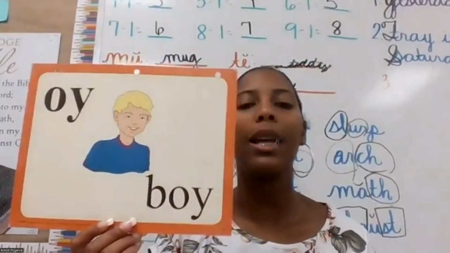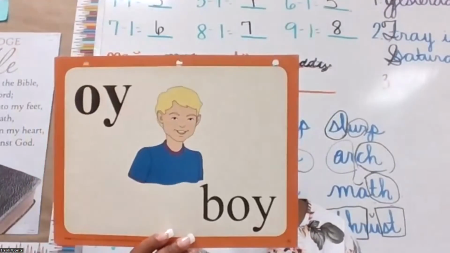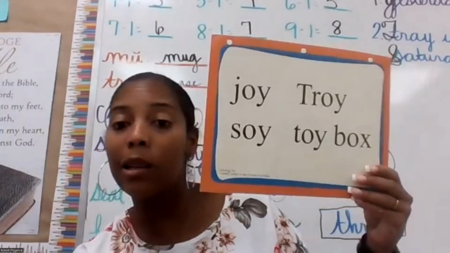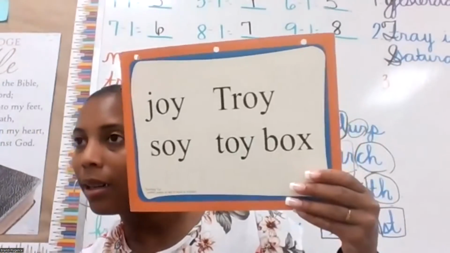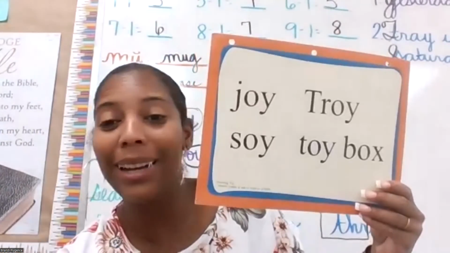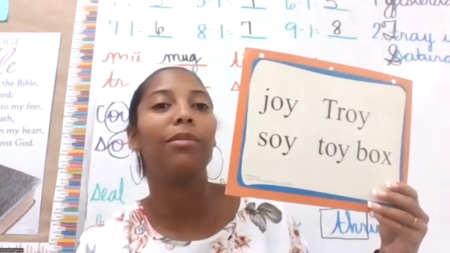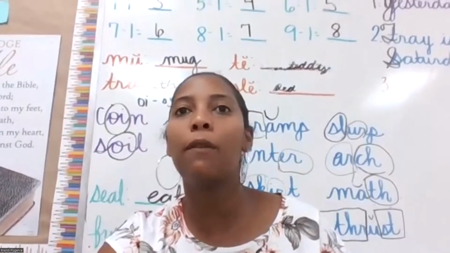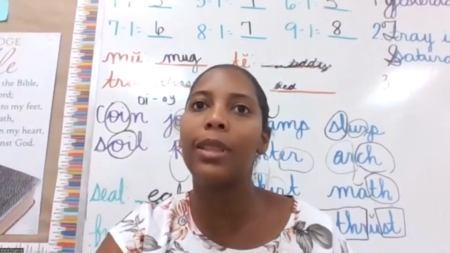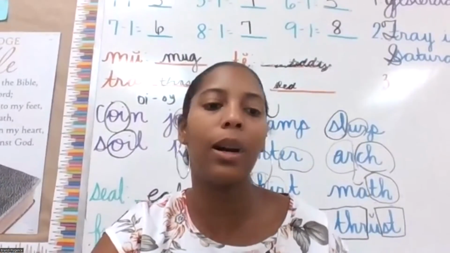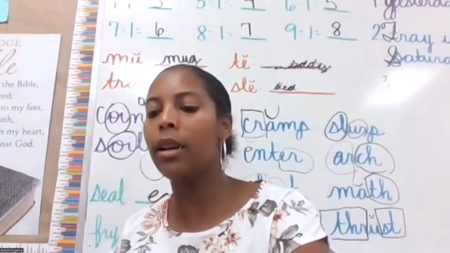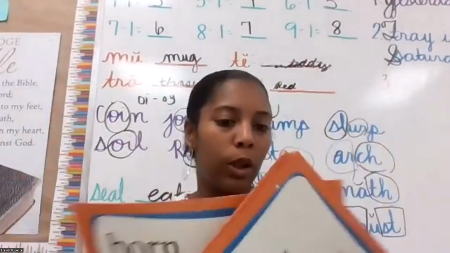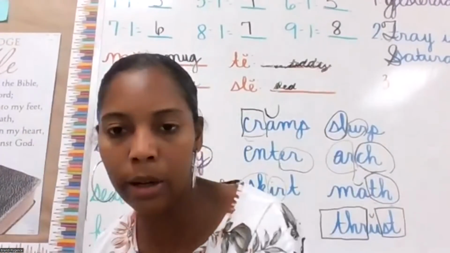OI says oi like in boy. All right, this is something that the Lord gives us, and it's also an idea. Joy. Joy. Good. All right, good. So those are just some clue cards. Wanted to review some of those sounds, also learning words with the sounds that we are learning, okay?